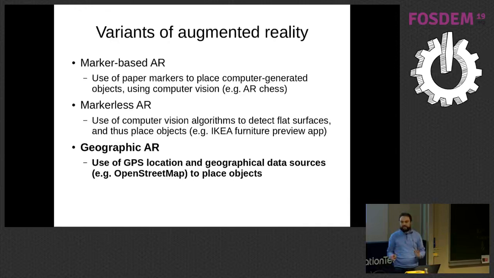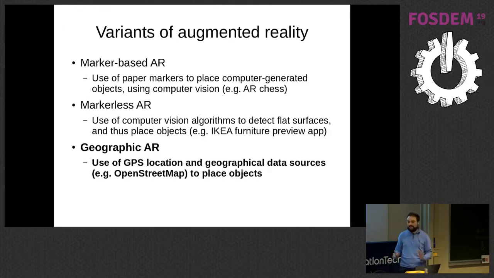Now, there are variants of AR. I'm not going to talk about these in any great detail because they're not really on topic, but we have marker-based AR, and that basically uses computer vision algorithms to draw 3D computer models on paper markers. And a very good example of that is augmented reality chess, where you've got a chessboard with chess pieces, and computer vision then detects the real chess pieces and draws computer-generated models of chess pieces, and also obviously can then work out how the chess game is being played and whether anyone's won yet.